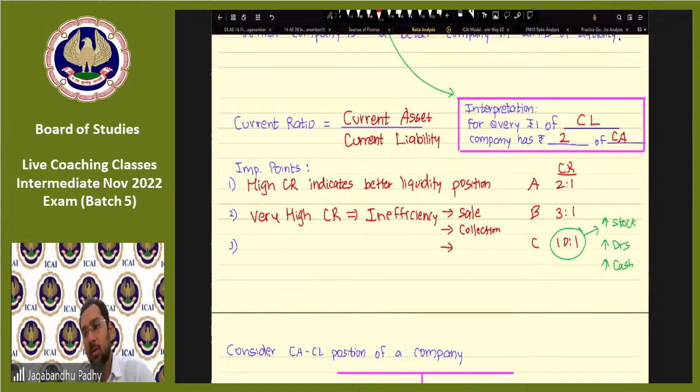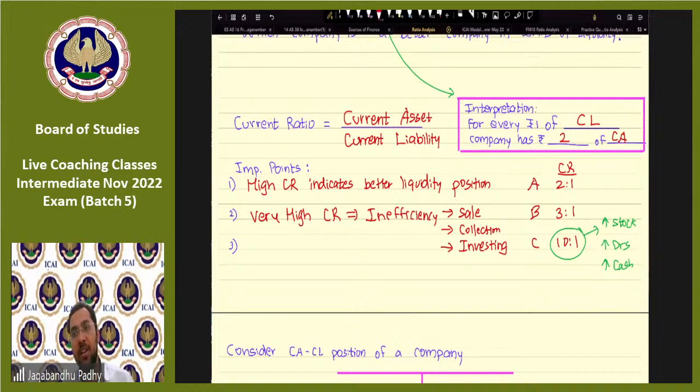Sir, I've got huge amount of cash available with me. What the hell are you doing with the cash? Because keeping cash idle means you're losing interest on it, right? There's opportunity cost attached with it. So if you're having huge amount of cash, that means you are investing in a very inefficient manner. So understand, very high current ratio indicates high inefficiency.